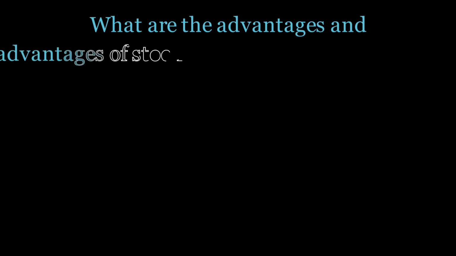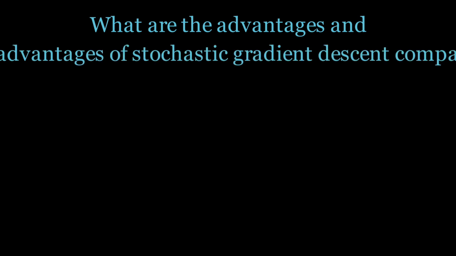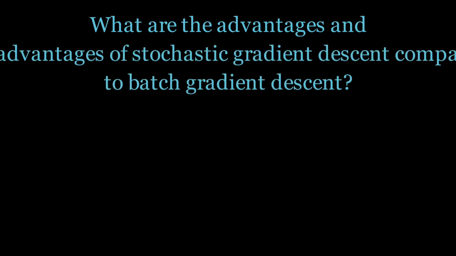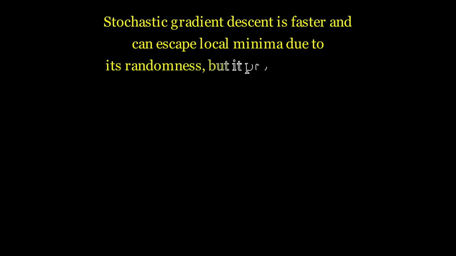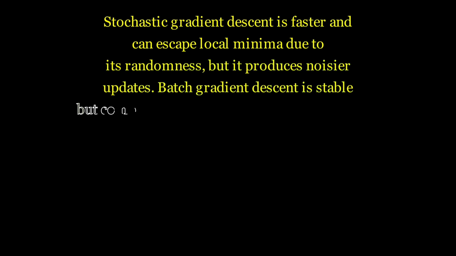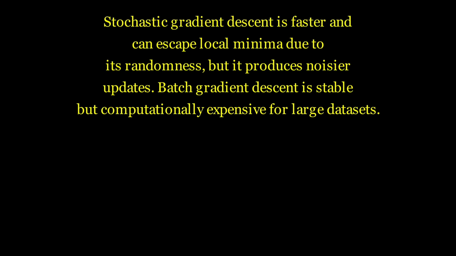What are the advantages and disadvantages of stochastic gradient descent compared to batch gradient descent? Stochastic gradient descent is faster and can escape local minima due to its randomness, but it produces noisier updates. Batch gradient descent is stable but computationally expensive for large datasets.